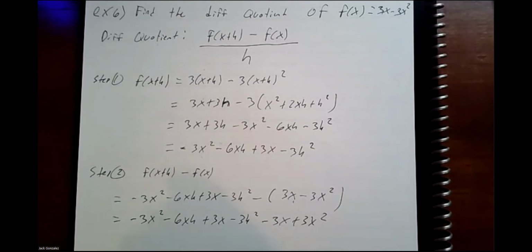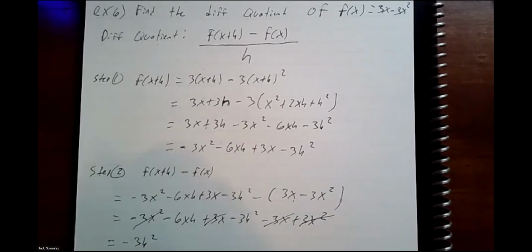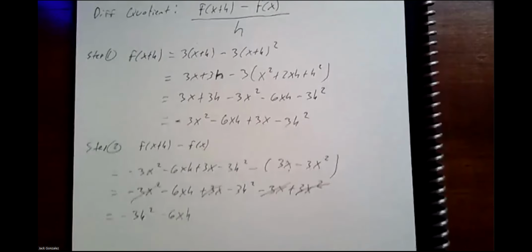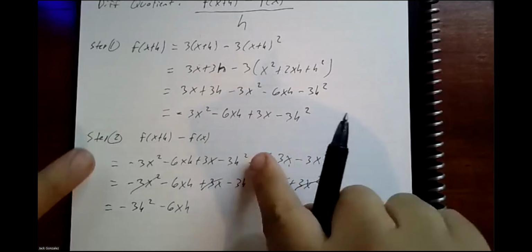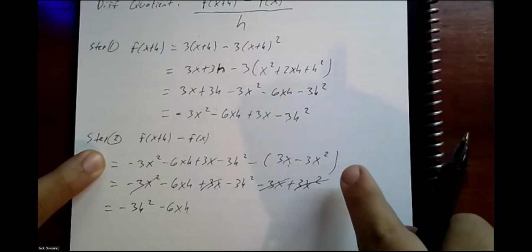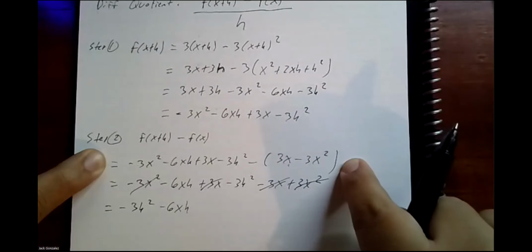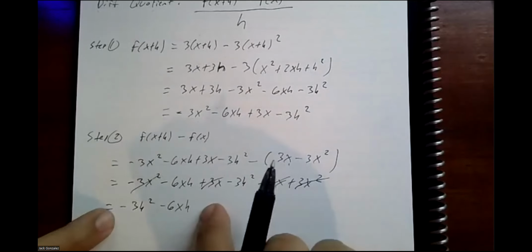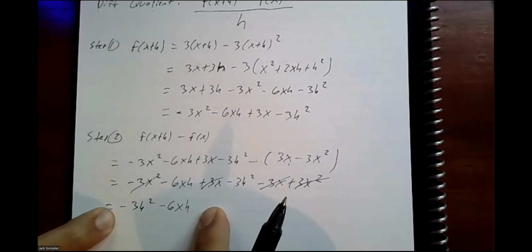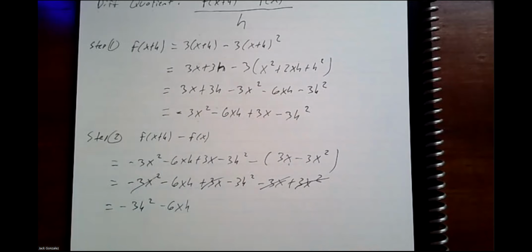Distribute the negative. So notice how the x squares will cancel. The 3x's will cancel. That'll leave me with negative 3h squared minus 6xh. So that's step 2. I took the result from step 1 and subtracted f. Simplified, terms canceled, we got to here. You guys okay so far?